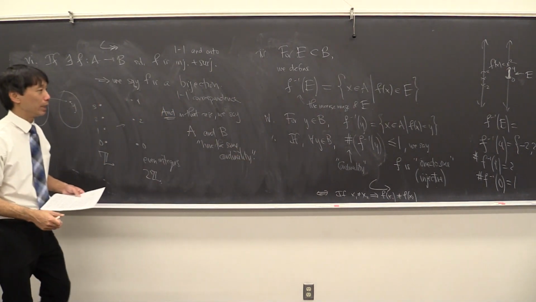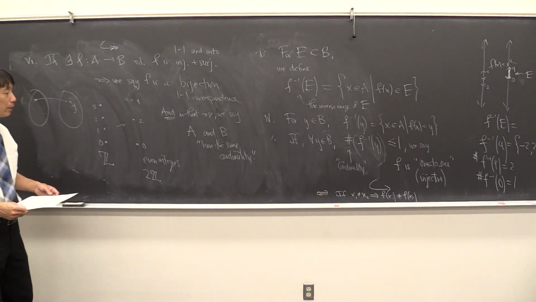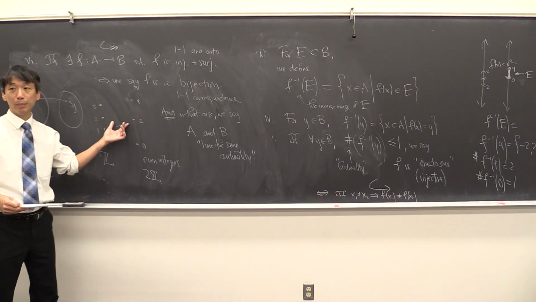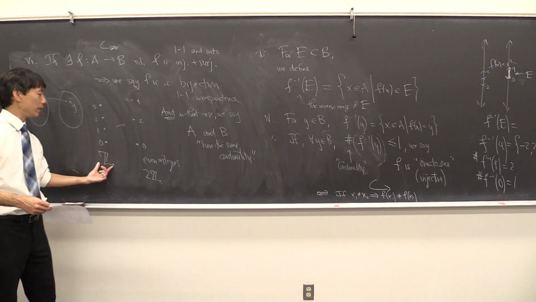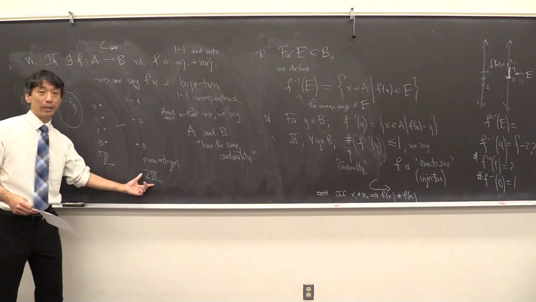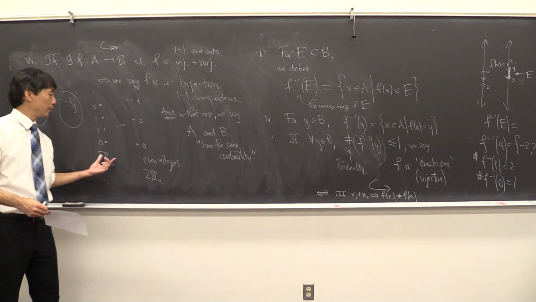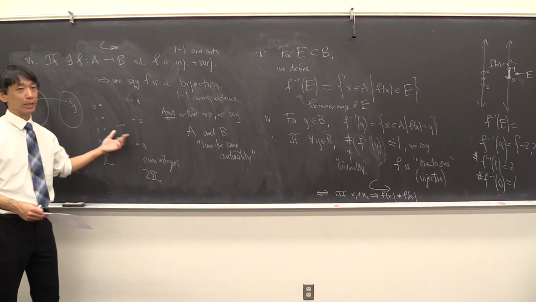A and B have the same cardinality. Okay, so this gives us a way of talking about the sizes of infinite sets, right? Like this infinite set has the same cardinality as this infinite set, because there's a bijection between them.